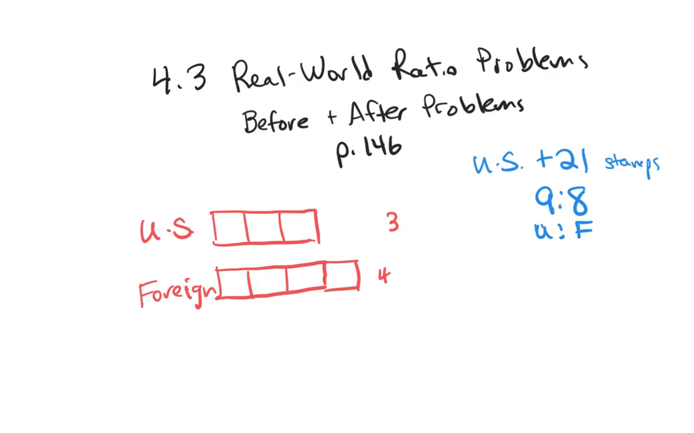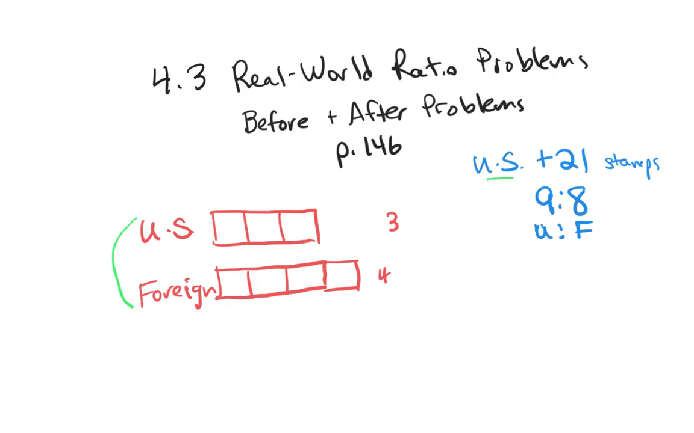Sam had some U.S. and foreign stamps. The ratio of the number of U.S. stamps to the number of foreign stamps was 3 to 4. And you see that right here on the screen. He bought 21 more U.S. stamps, and the ratio became 9 to 8.